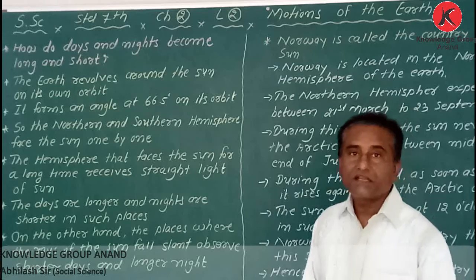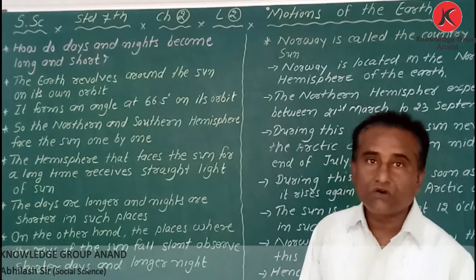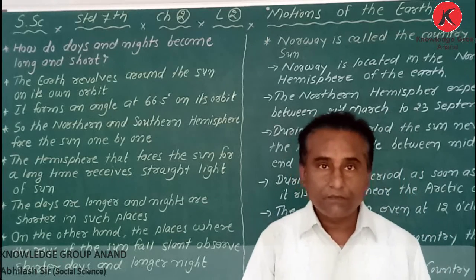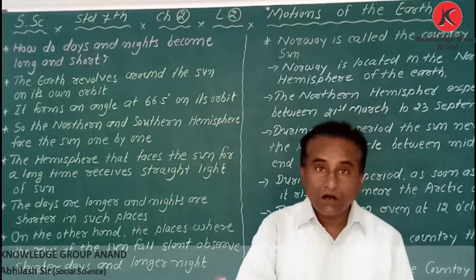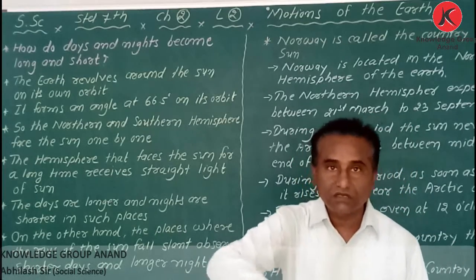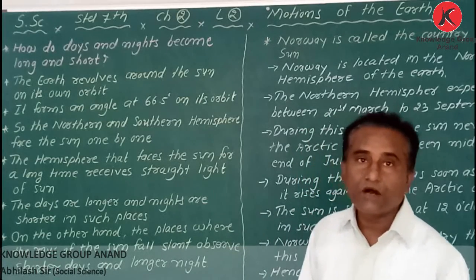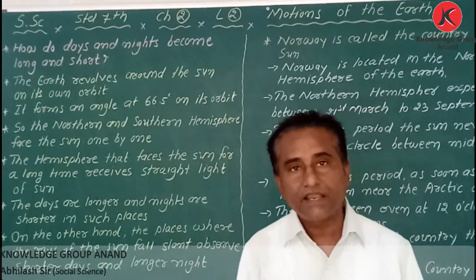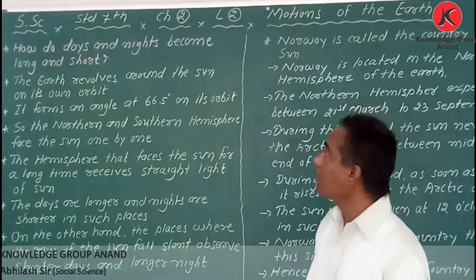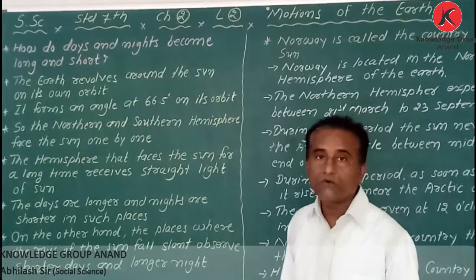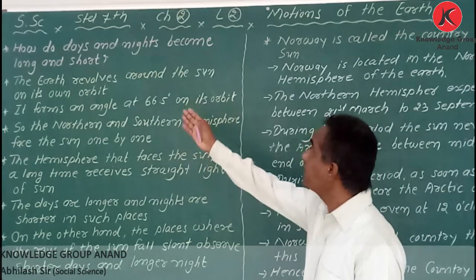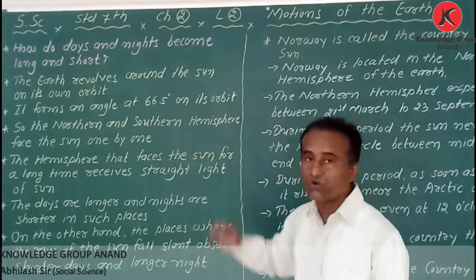Yesterday I also explained about the orbit of the Earth, the imaginary path on which the Earth moves around the sun, that is called orbit. I also explained about days, nights and seasons. Today I am going to explain how days and nights become long and short.